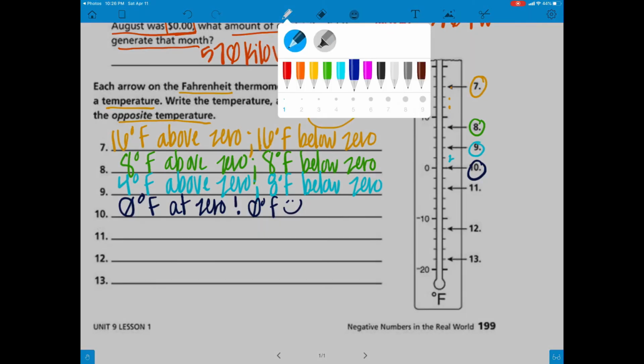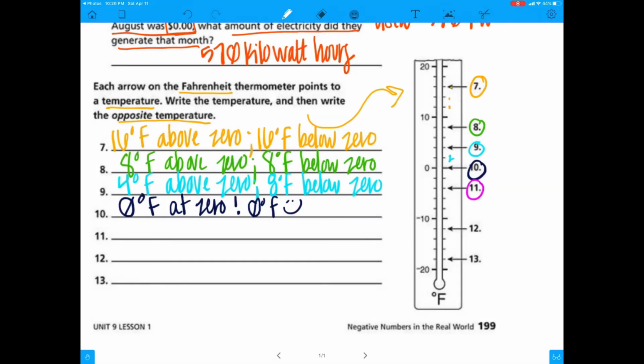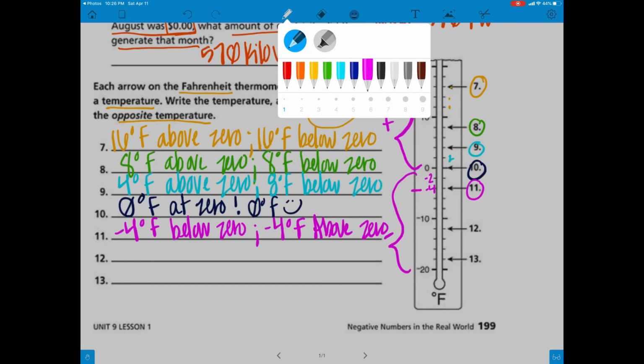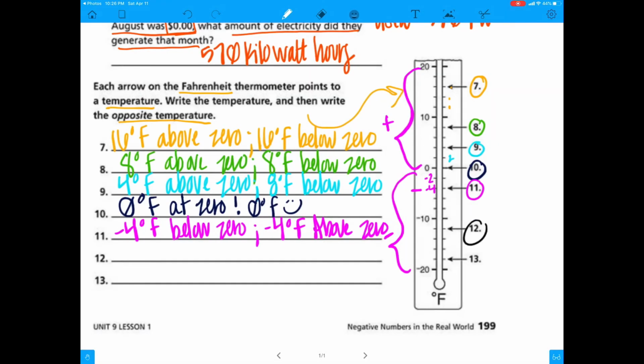Number 11, this one we're going below 0. There are the same dashes. So I'm making a note to myself that the numbers above in a vertical number line would be positive, and the numbers below would be negative. So number 11 is at -4, or I could write 4 degrees Fahrenheit below 0, the opposite being 4 degrees Fahrenheit above 0. Now, you'll notice I wrote -4 degrees Fahrenheit above 0. You can't really have that, but please note that it really should say 4 degrees Fahrenheit above 0.